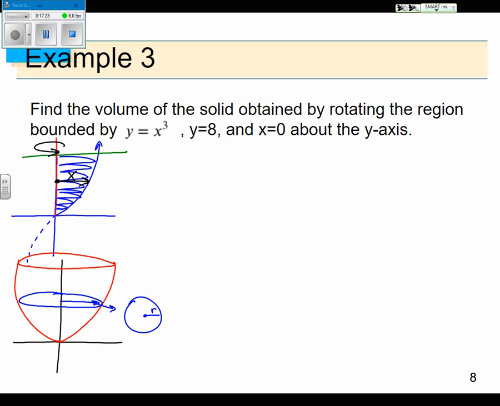But since all of my disks this time are going to stack up and go in the y direction, I want to integrate everything with respect to y this time. Anytime I spin it about the y-axis, I want to integrate it with respect to y. Okay, so what does that mean? Well, still finding the volume.